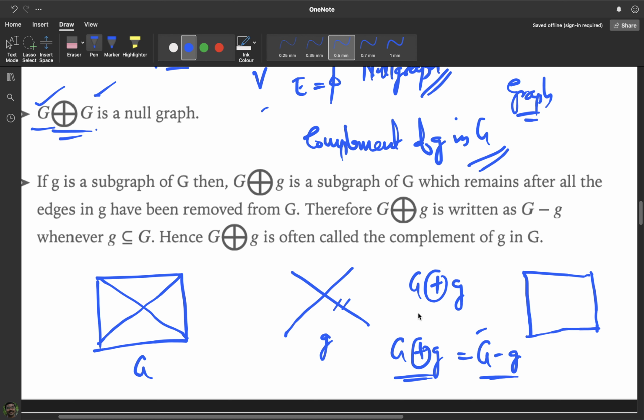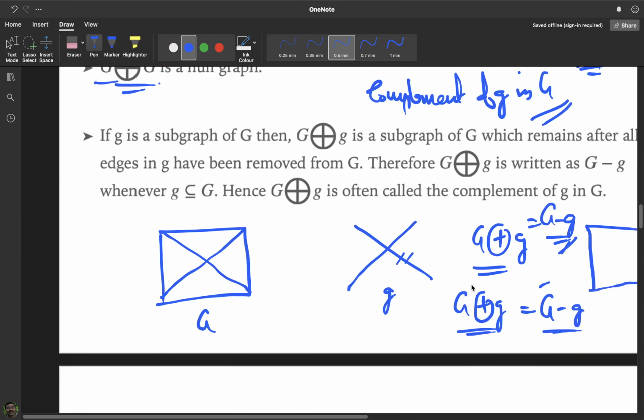So this is G ring sum G1. In the case of a subgraph, it would be simply G minus G1, which is basically removing those edges of the subgraph from the original graph. Okay, so that's another interesting result. So that is also there. Try to convince yourself of this result.